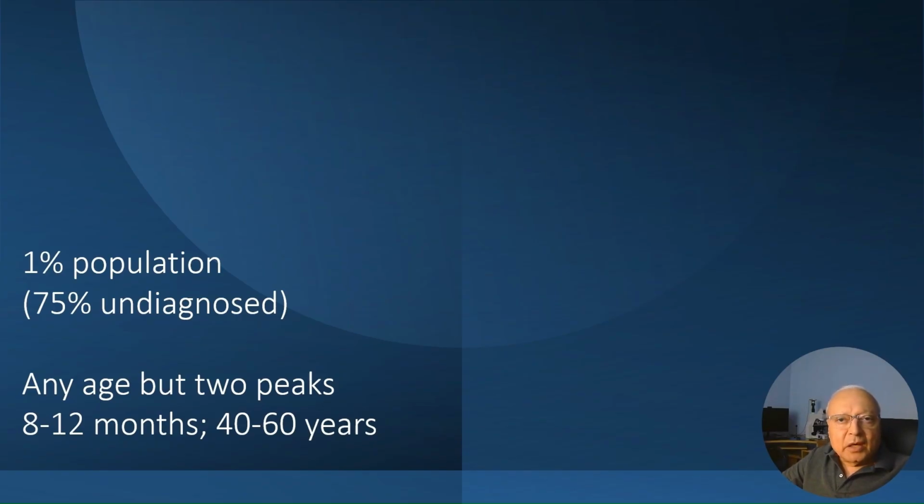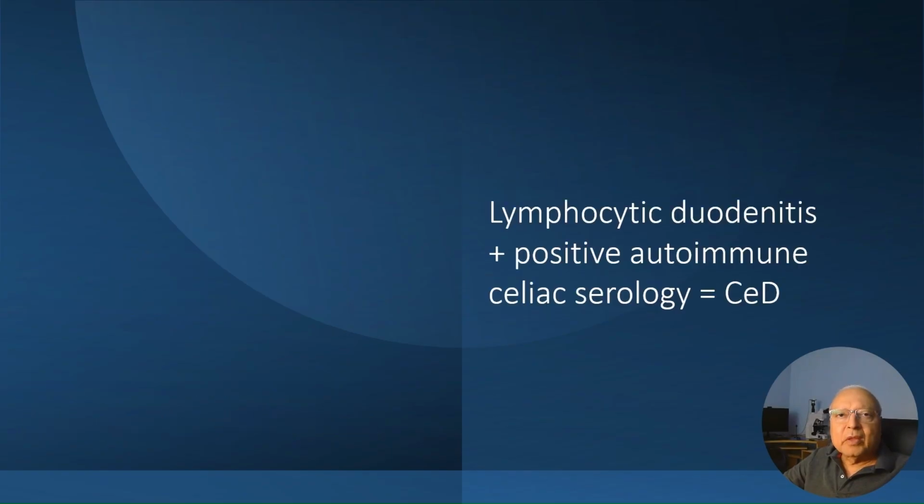It does have two peaks. One of them is in very young children, 8 to 12 months old, when they start taking solid food. Their presentation is somewhat different because there is failure to thrive as the main complaint. And then the second peak occurs in adulthood, 40 to 60 years of age, and their presentation is somewhat different.